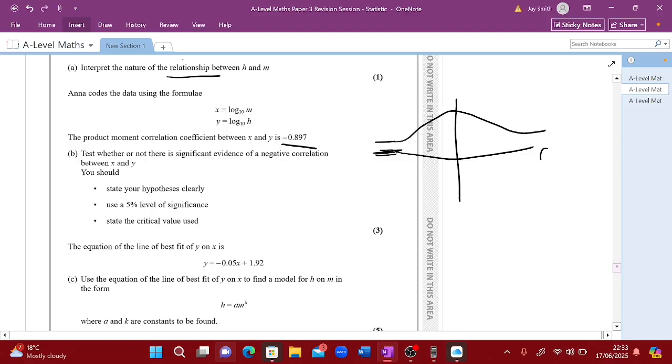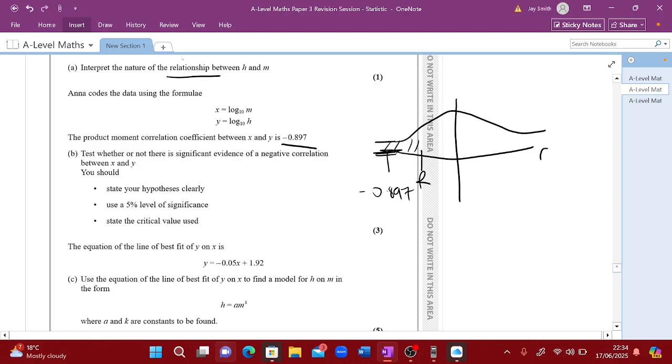We need to find a critical region for R, such that if R lies in it, say 0.87897, then it lies in the critical region. That means there is enough evidence to reject the null hypothesis and accept the alternative. But we need to find this critical value, this R critical value.